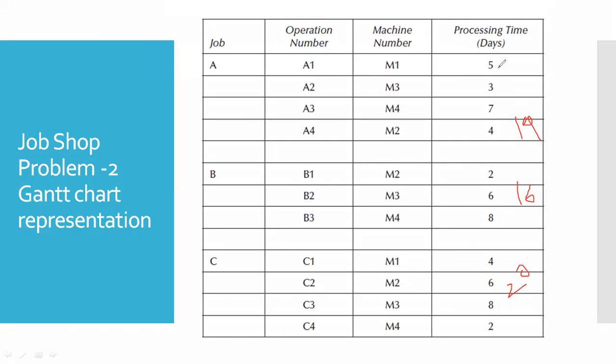So when you add up the activities for M1, M2, M3, M4 for operations A1, A2, A3, A4. For B, it will be B1, B2, B3 with machines M2, M3, M4. So 16. And C1, C2, C3, C4 for M1, M2, M3, M4, it will be 4, 6, 8, 2. So the total addition will be 20 in nature.